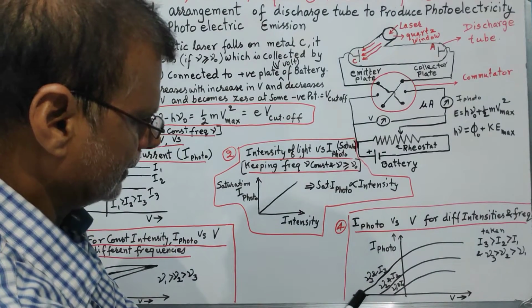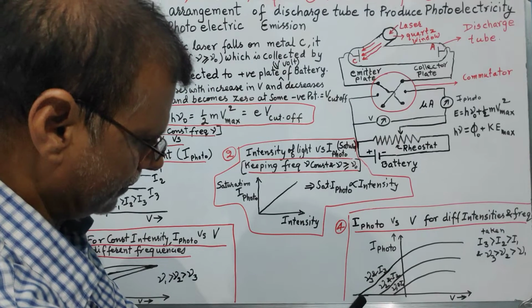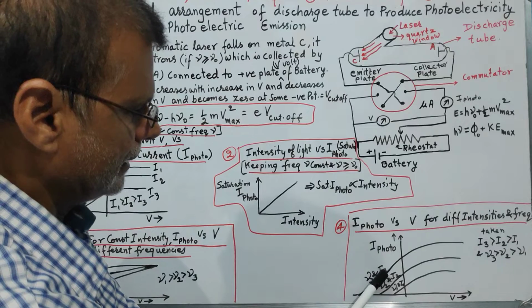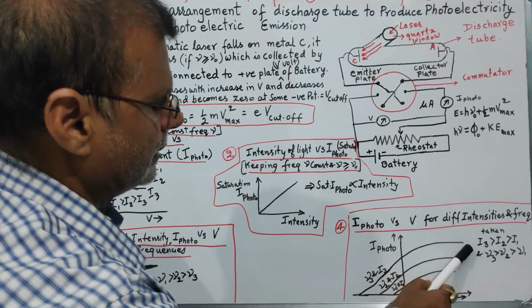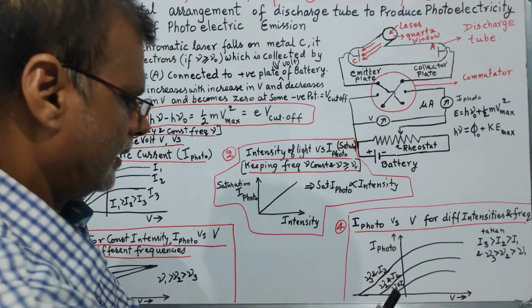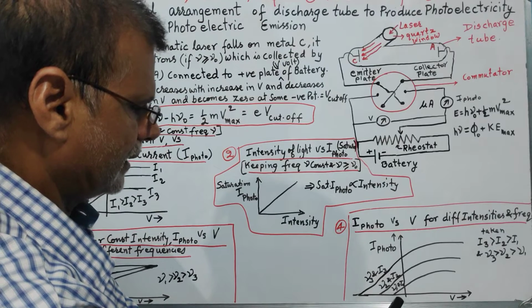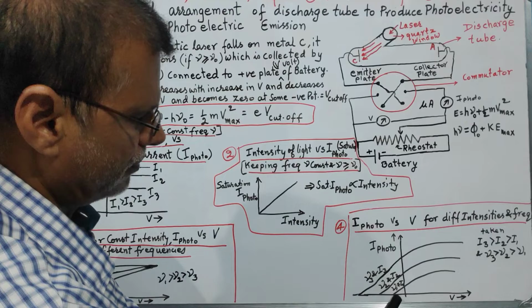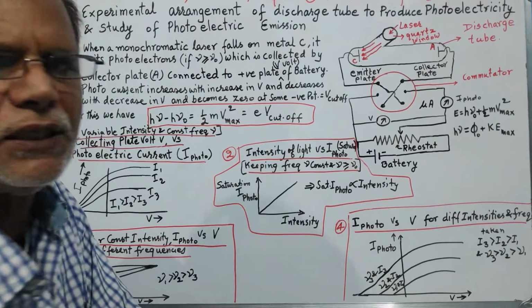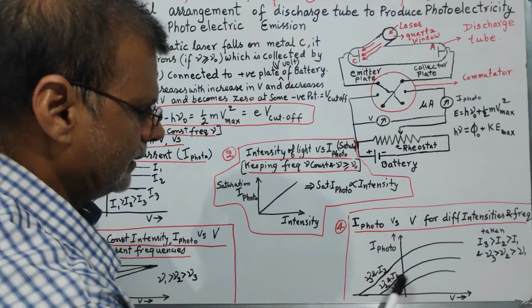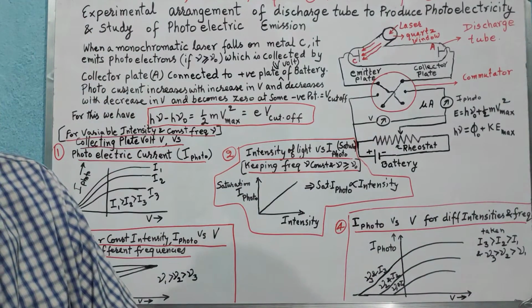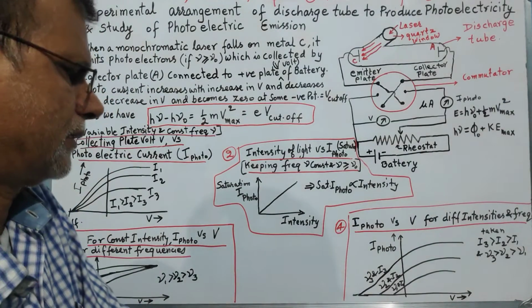Since the frequency is highest, the cutoff voltage will be highest, and since the intensity is highest, the saturation current will be highest. And for the first case, the frequency is lowest, and therefore the cutoff voltage will be lowest, and since the intensity is also lowest, the saturation current will also be lowest.